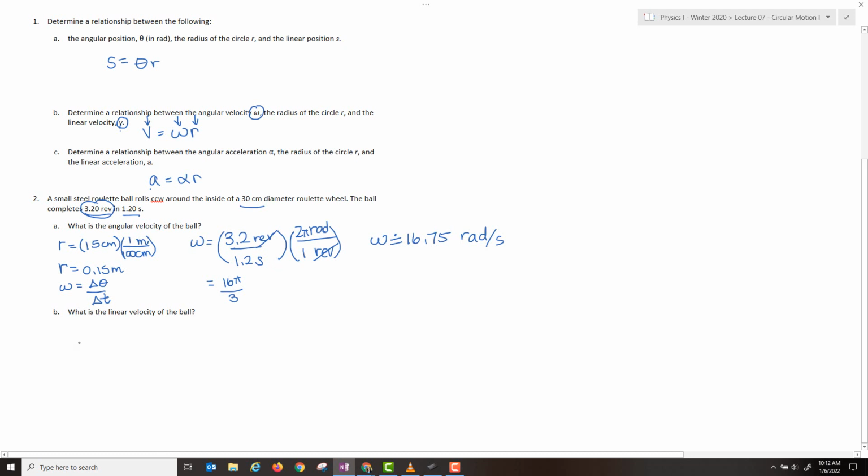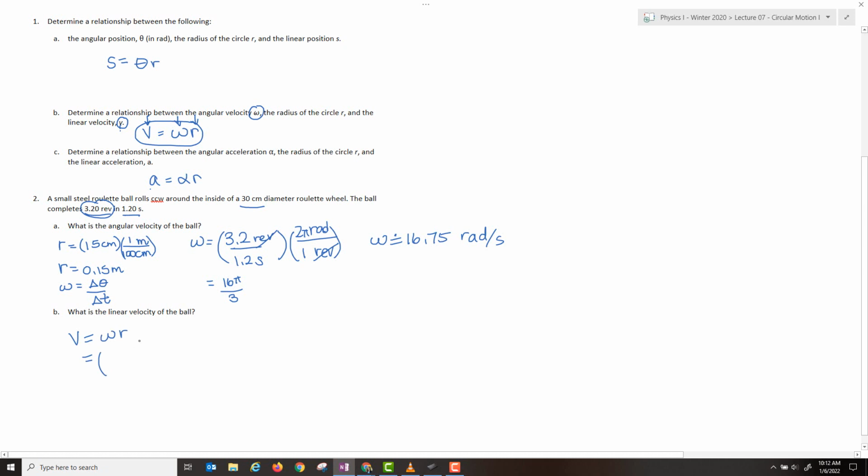All right, so in part 2b, it says, what's the linear velocity of the ball? Okay, so I'm looking at this equation up here. I want my linear velocity, which is v. I now know my omega, and I also know my r value, my radius. So I can use that formula, v equals omega r.